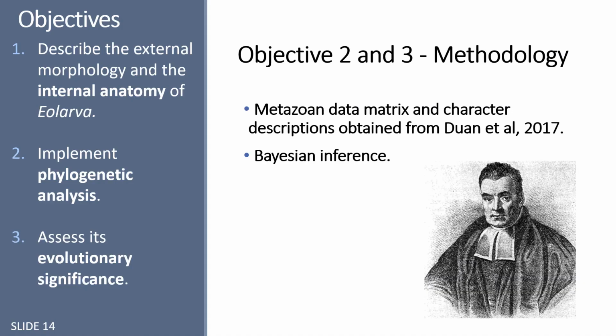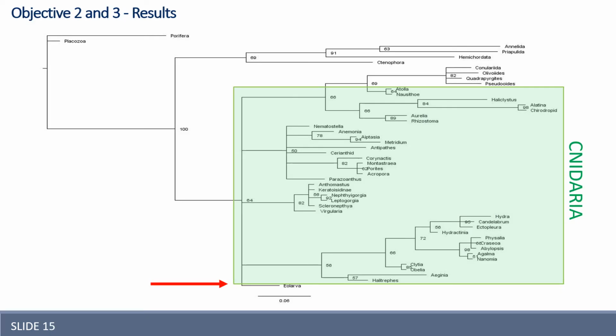For my second objective, that is to uncover the phylogenetic affinities of Eolarva, we augmented the metazoan data matrix from Duan et al. 2017, which was previously composed of 47 metazoan taxa, 48 including Eolarva. I then carried out Bayesian inference analysis using the Mk model. The analysis resolved Eolarva within a polytomy containing cnidarian taxonomic groups. It is therefore hard to say at this stage whether Eolarva represents a stem or a crown cnidarian.